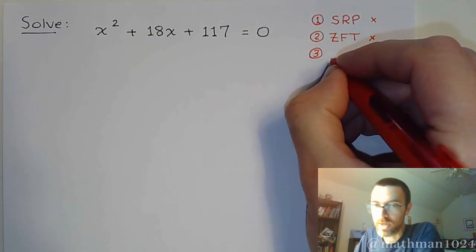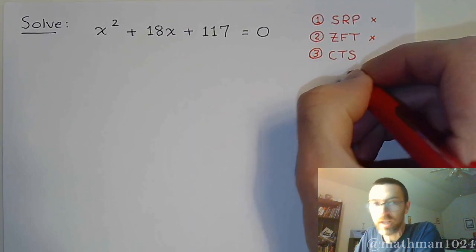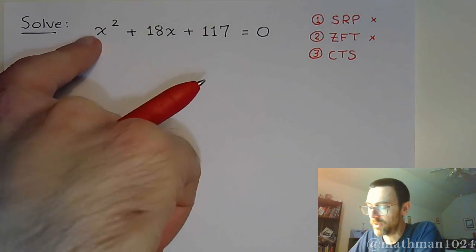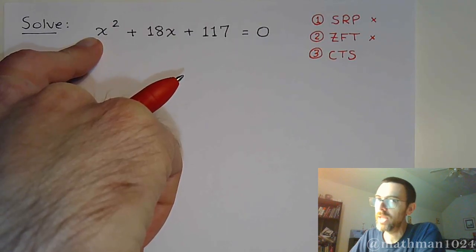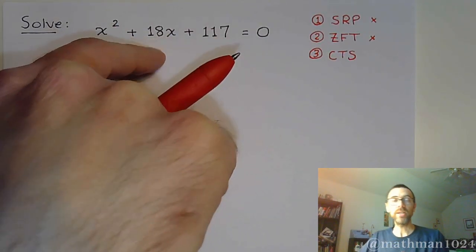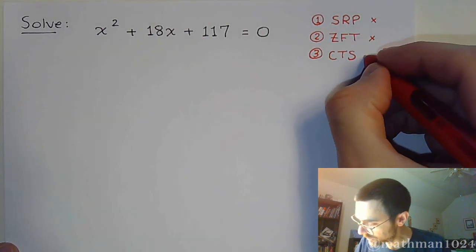The third method that we've talked about is CTS, completing the square. Now, in order for completing the square to be nice and easy for us, we want the lead coefficient to be 1, and it is, and we want the middle coefficient to be even, and it is. So we want that middle coefficient to be even because we know part of this process is to divide by 2 and square it. All right, so completing the square looks like what we want to do.